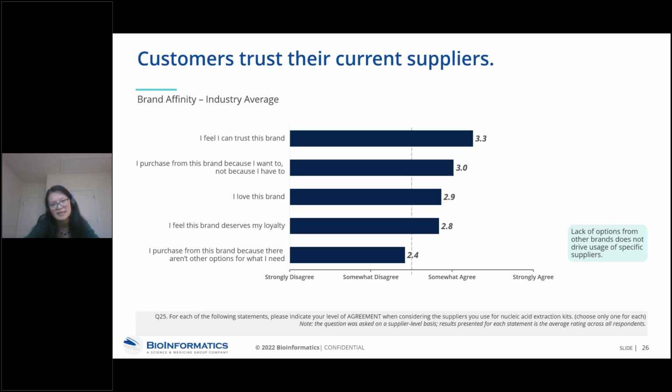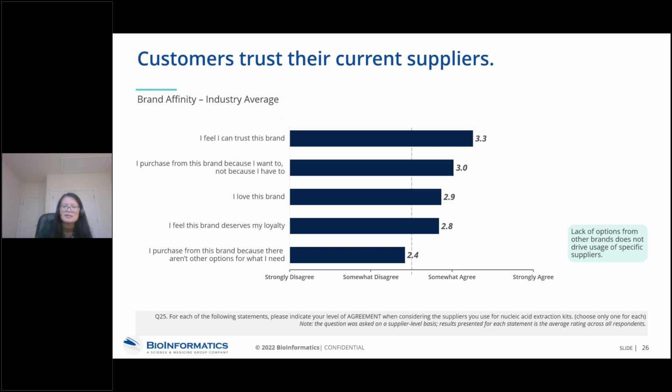We also tried to understand overall brand affinity, to what extent they agreed or disagreed with these statements here: whether they trusted a brand, whether they wanted to purchase from a brand versus purchased from a brand out of necessity, whether a brand is deserving of their loyalty, and whether they feel that connection and love the brand. So here is a reflection of industry averages, although the question was asked on a supplier-level basis.